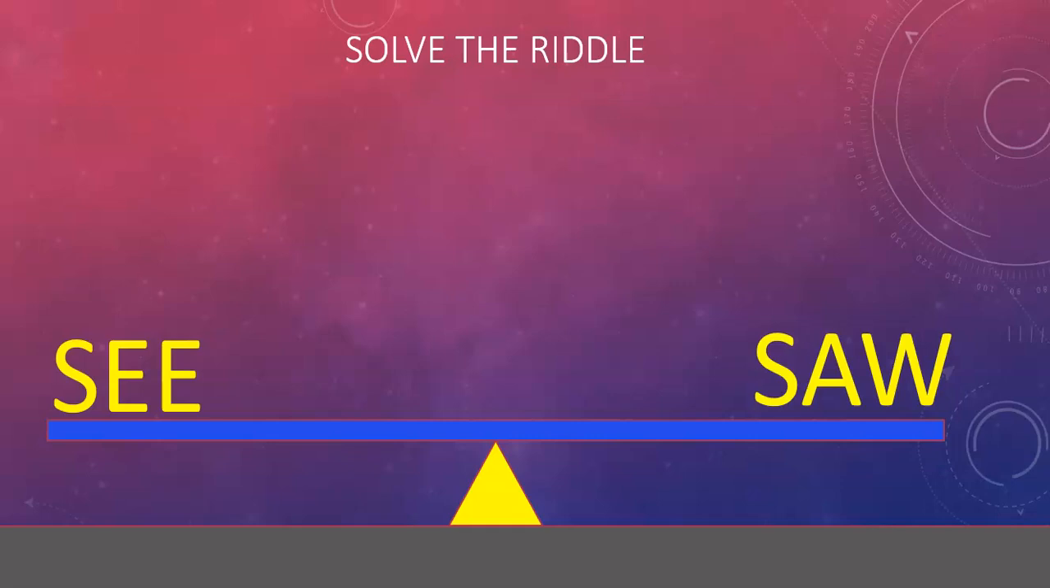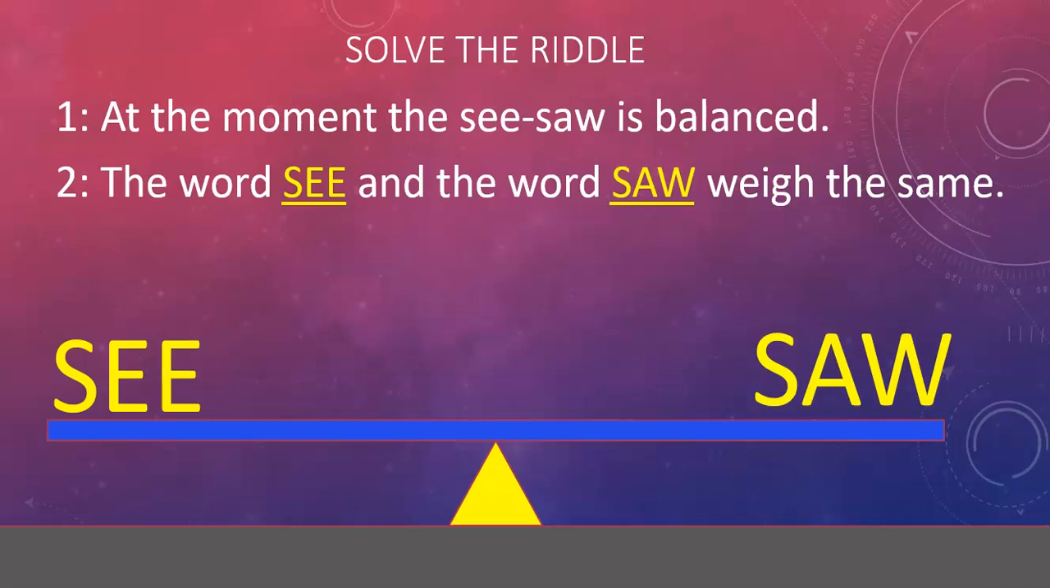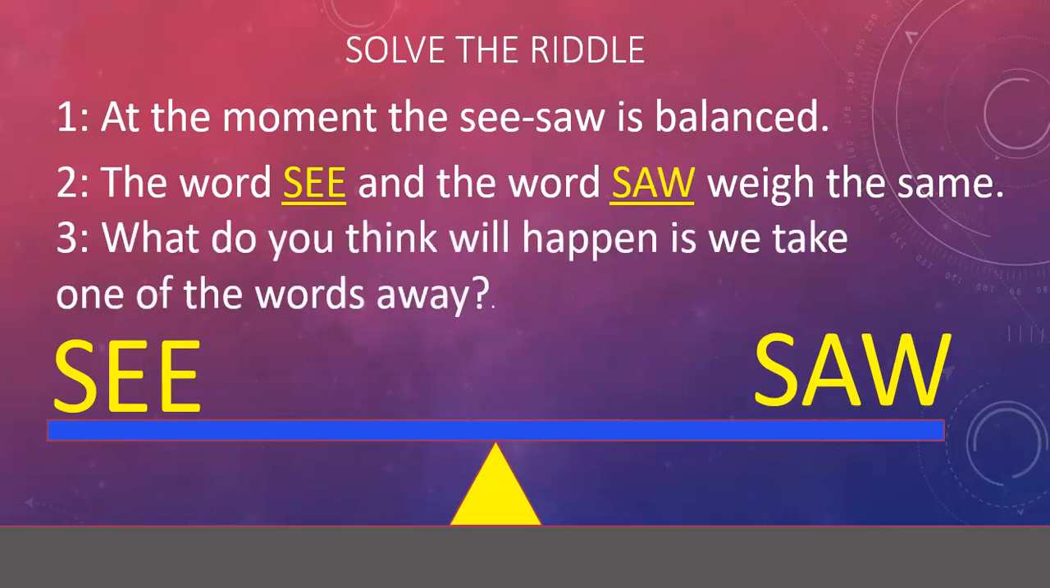When we look at this seesaw, we notice one very important thing. At the moment, the seesaw is balanced. Neither side, the C or the saw side, is up higher. They're evenly balanced, they're level. Now what does this mean? This tells us that the word C and the word saw both weigh the same. What do you think will happen if we take one of the words away?